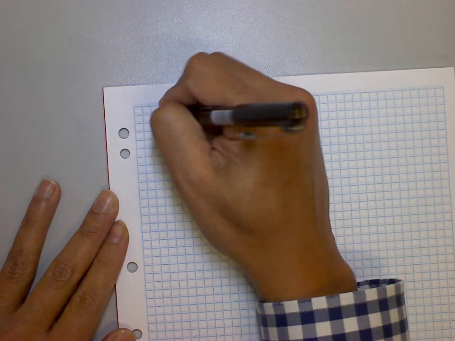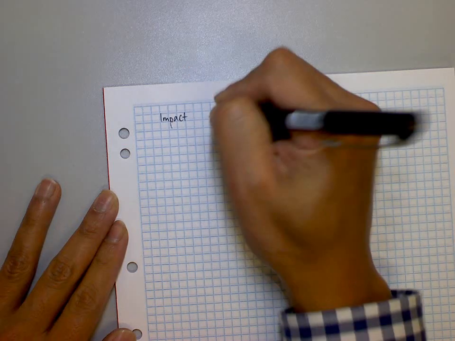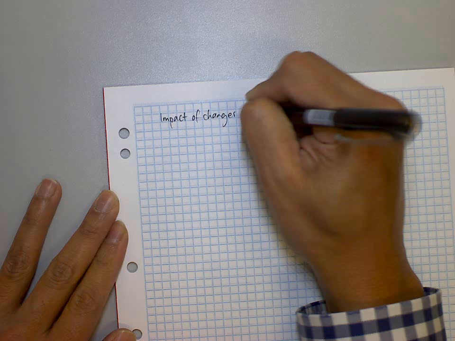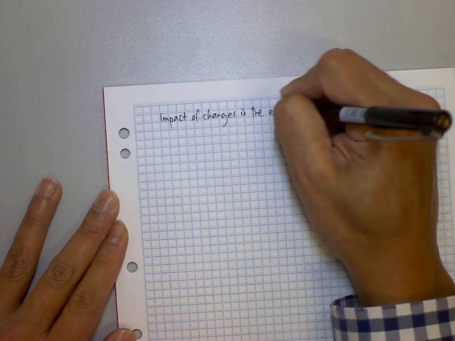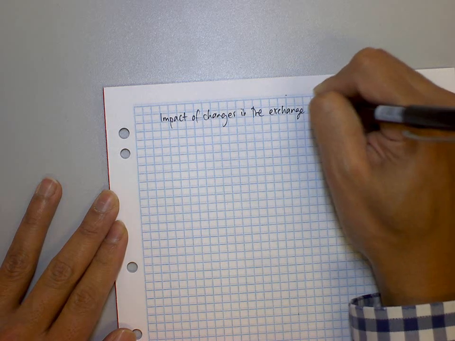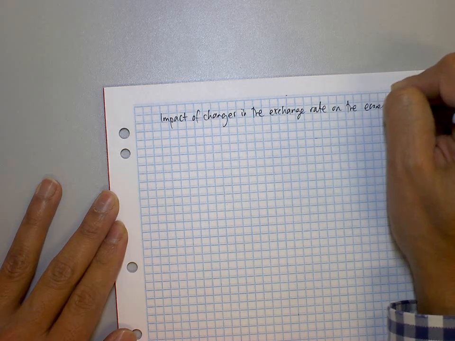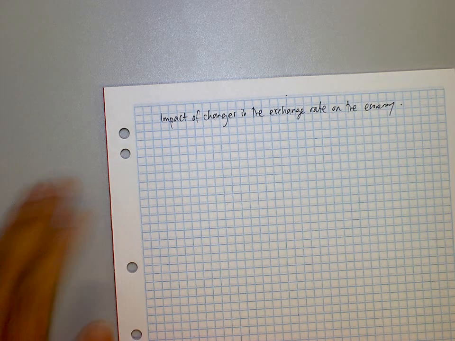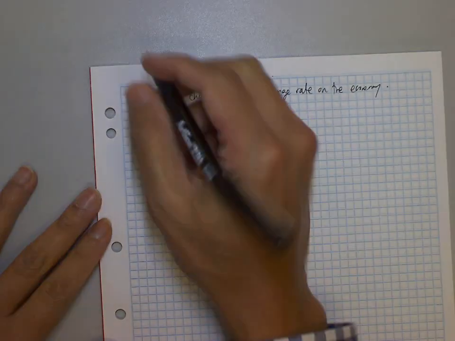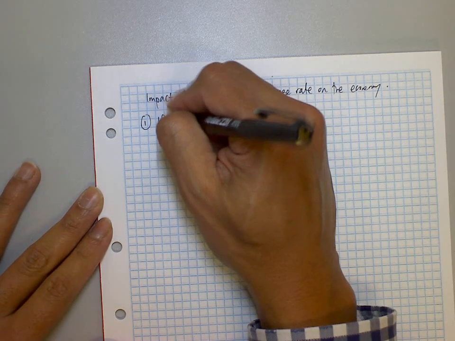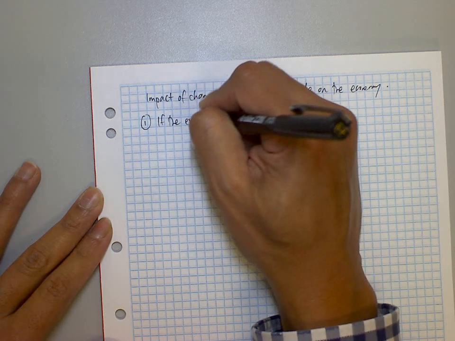So I guess the heading, if you want to write a heading, is the impact. Cool. So it's the impact of changes in the exchange rate on the economy. So I'm going to tell you those two situations. The first situation is if the exchange rate depreciates.